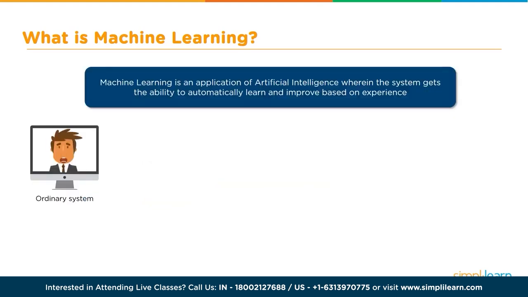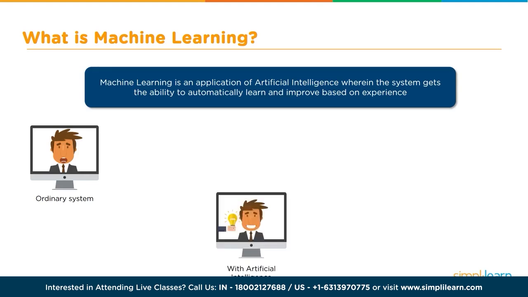Going back to our guy here who's in his ordinary system and would like to be smarter, make better choices. What happens with machine learning is an application of artificial intelligence wherein the system gets the ability to automatically learn and improve based on experience. So this is exciting because you have your ordinary guy who now has another form of information coming in, and this is with the artificial intelligence, helps him see things he never saw or track things he can't track.